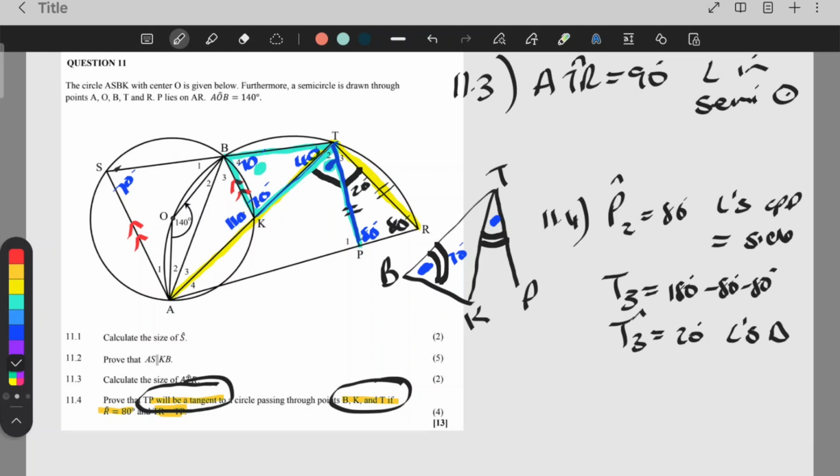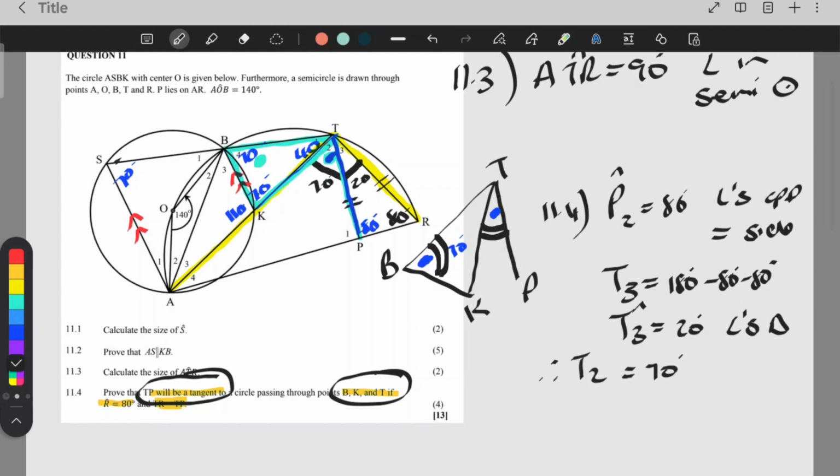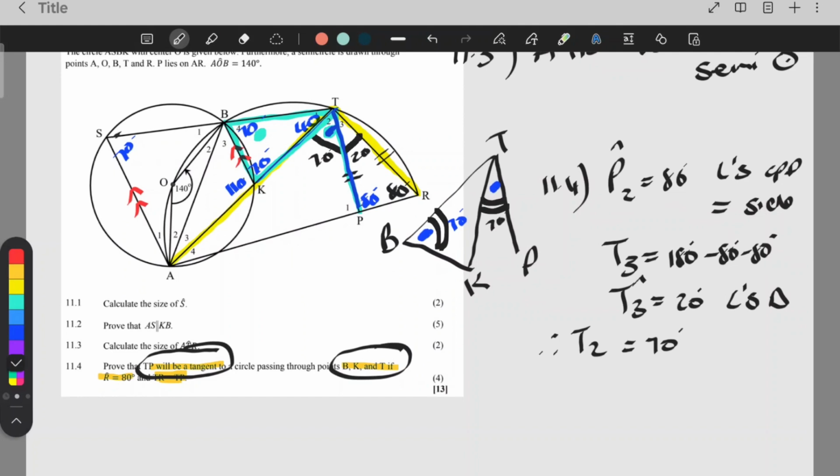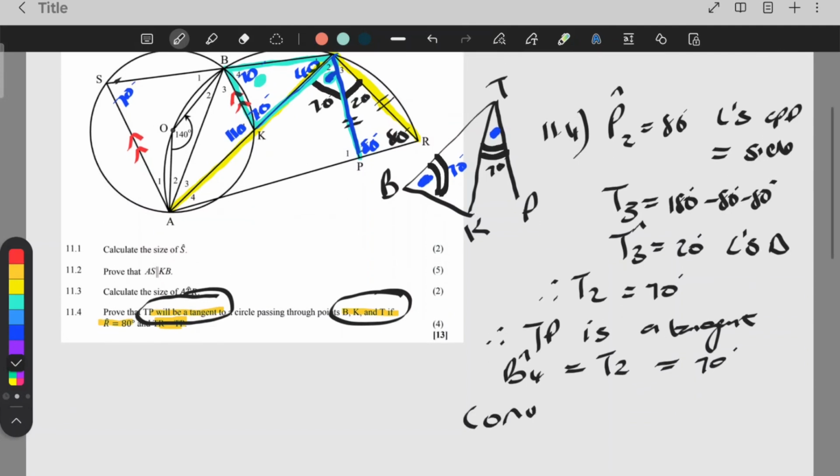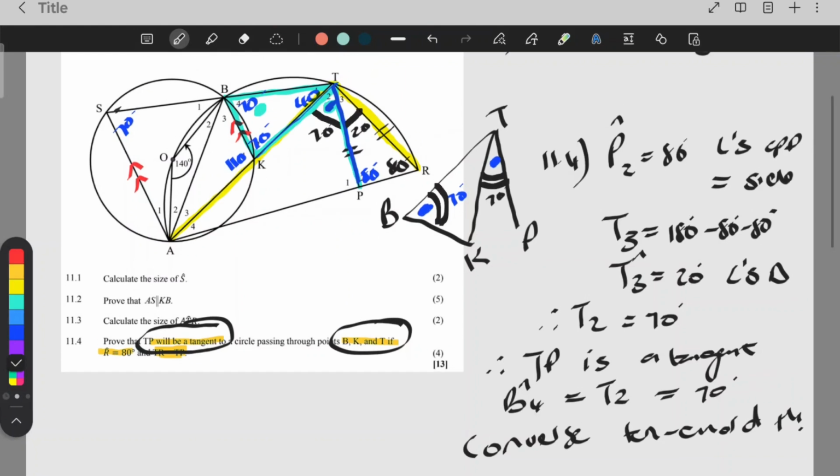Okay. Now if angle T3 is 20 and the whole T2 and T3 together, remember we said this is 90, angle in a semicircle in the previous question, then if this is 20, then T2 is 70. So therefore angle T2 is 70. Okay, and there we proved it. T2 is also 70. So therefore TP is a tangent because angle B4 is equal to angle T2. Both of them are 70. Reason, why is it a tangent? Converse of the tan chord theorem. And that's how you would prove a tangent.